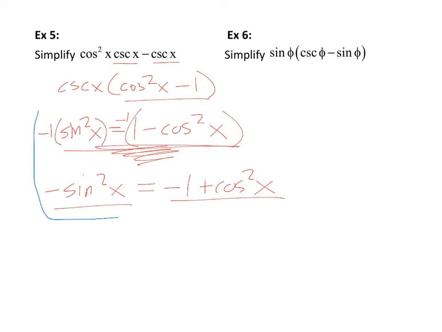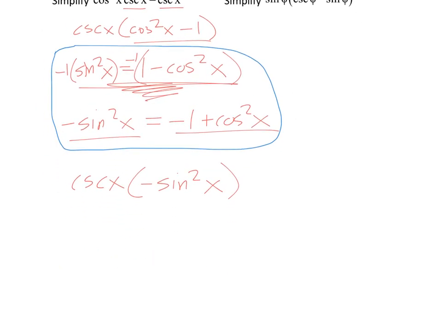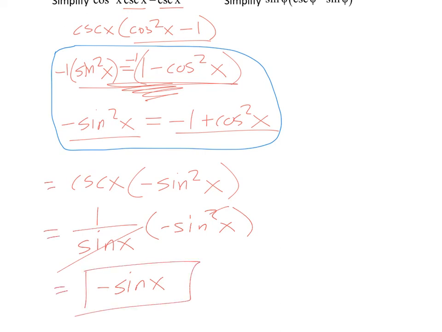All of this is not part of the problem. This comes from the identity. So I have cosecant x times negative sine squared x. And what comes next? Well, I could apply the reciprocal identity, which gives me 1 over sine of x. I have negative sine squared x. And then that cancels out. Lose one of the sine x's on top, so I'm left with negative sine of x. Done.